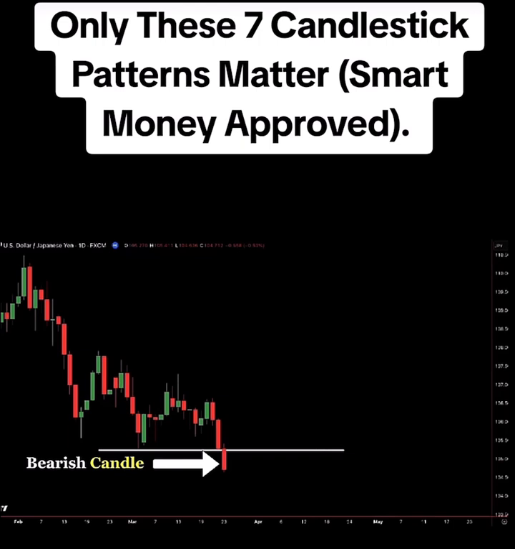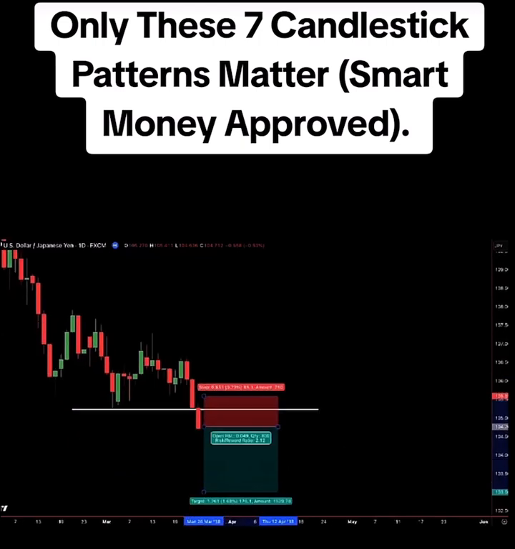So what do retail traders do? They jump in short again. They place stop losses just above the high of that small candle. They're confident the market is about to make another leg down. But behind the scenes, smart money is watching. They're not selling. They're waiting. They know the stops are stacked just above that candle.